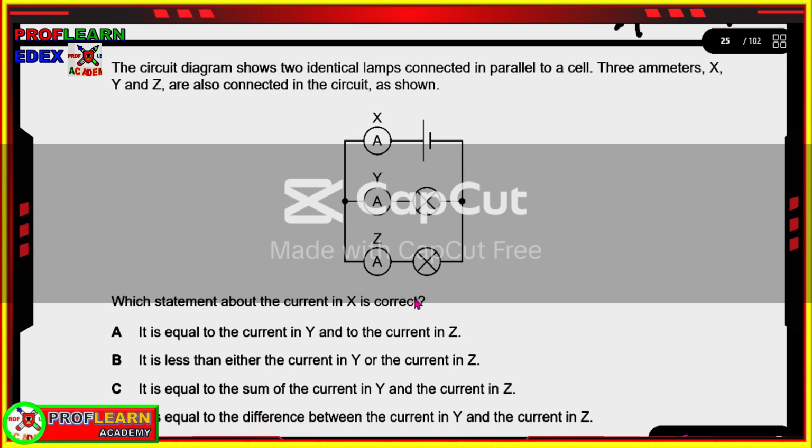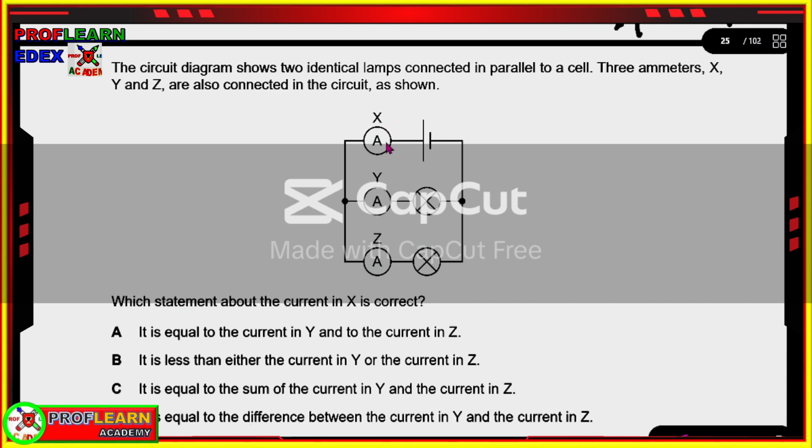28. The circuit diagram shows two identical lamps connected in parallel to a cell, and three ammeters X, Y, and Z, all connected as shown there. Which statement about the current in X is correct?